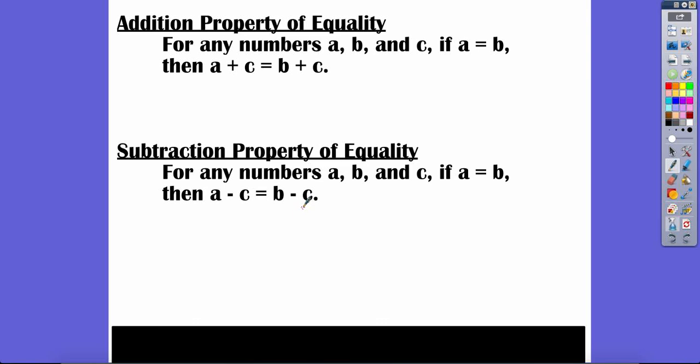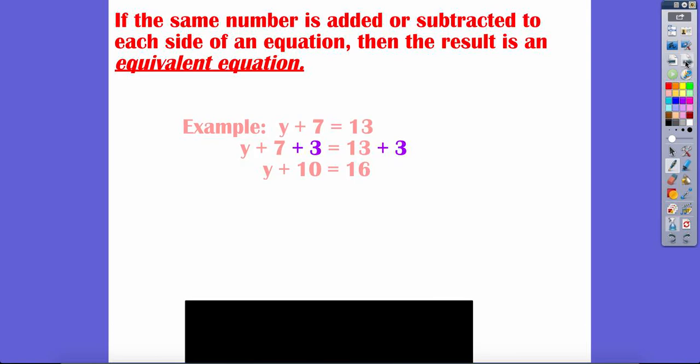So we use those properties to be able to solve some equations. It says if the same number is added or subtracted to each side of an equation, then the result is an equivalent equation. So if we start with this example of y plus 7 equals 13, and just for the sake of it, we decide that we want to add 3 to both sides of my equation. Now, I have plus 3 and plus 3, and I get down to y plus 10 equals 16.